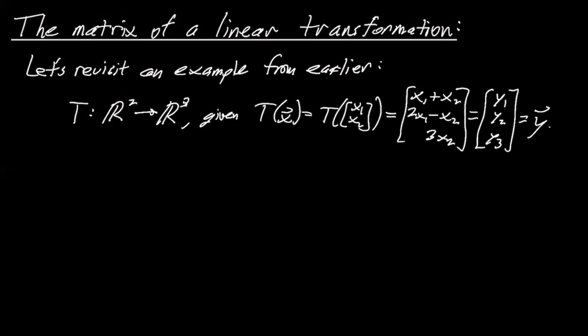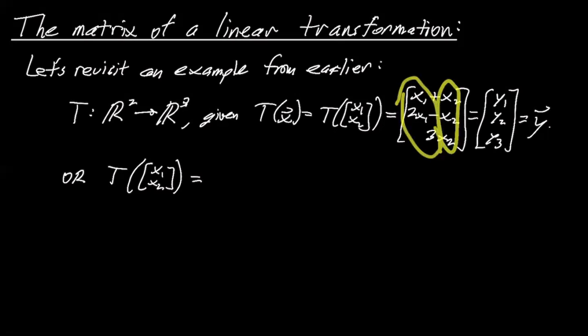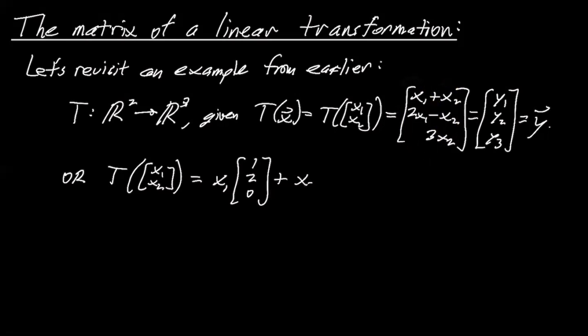And I just want to remind ourselves that we can also rewrite this. I think I did this in the last video, but we could also write this in the form where we break up all the X1s and then all the X2s separately. So if we do that, we have X1 times the vector 1, 2, 0, plus X2 times the vector 1, negative 1, 3.